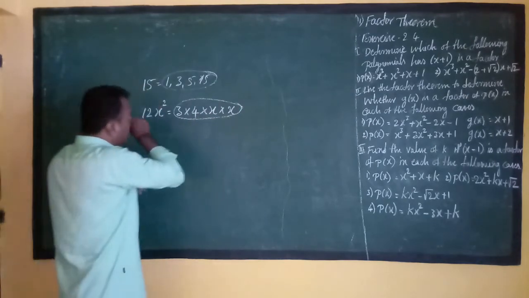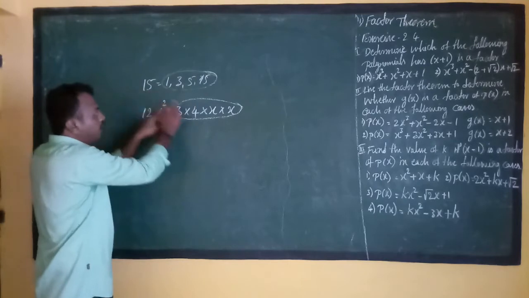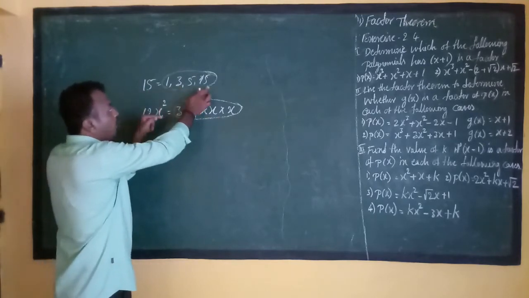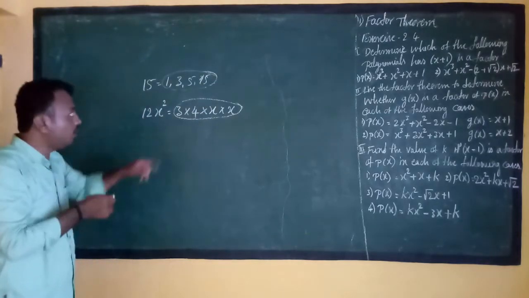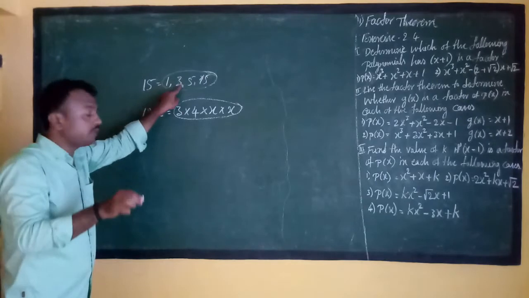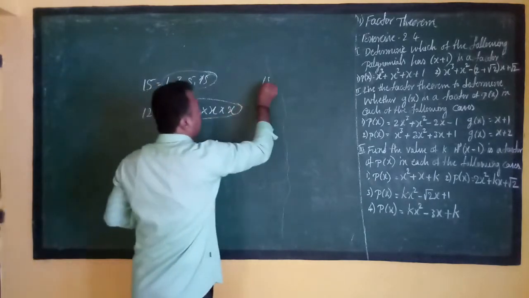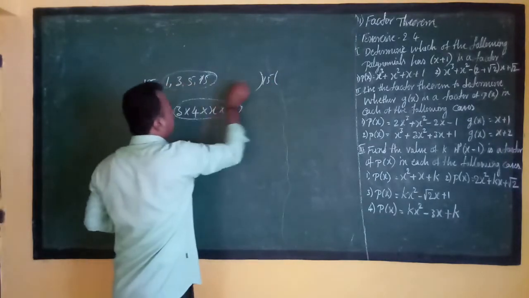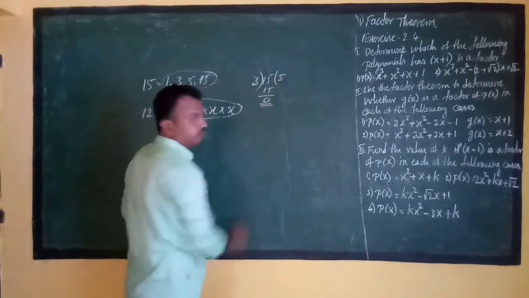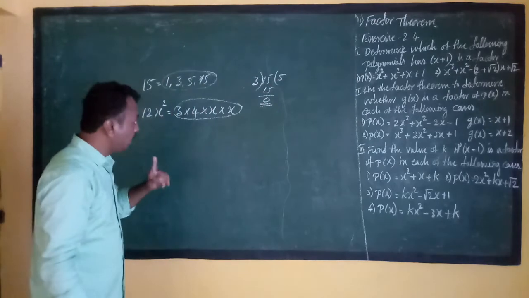So let us check it. These are the factors of 15 and these are the factors of 12x square. Why do we call 1, 3, 5 and 15 the factors of 15? Because these numbers exactly divide 15. For example, I will take 3. 3 fives are 15, and the remainder becomes 0. Yes or no? Yes.